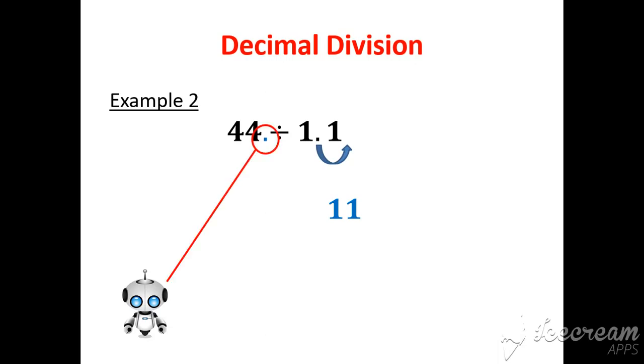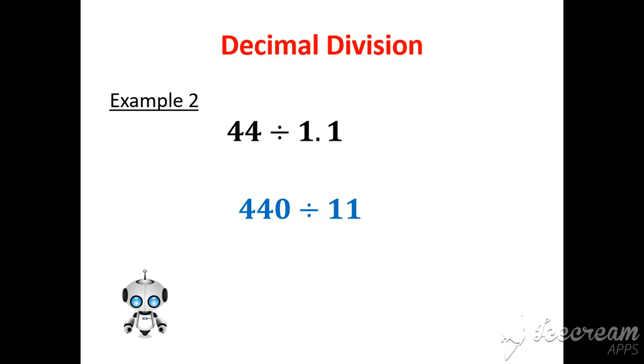Yes, there is. The decimal point's at the end, remember? Any whole number, the decimal point's at the end. So now we're going to move it once to the right and fill up the space with a 0 to make 440. So now I've got 440 divided by 11. That's the same answer as 44 divided by 1.1.